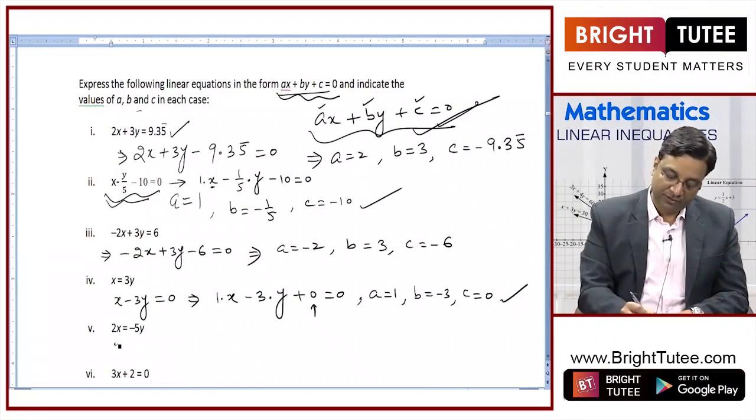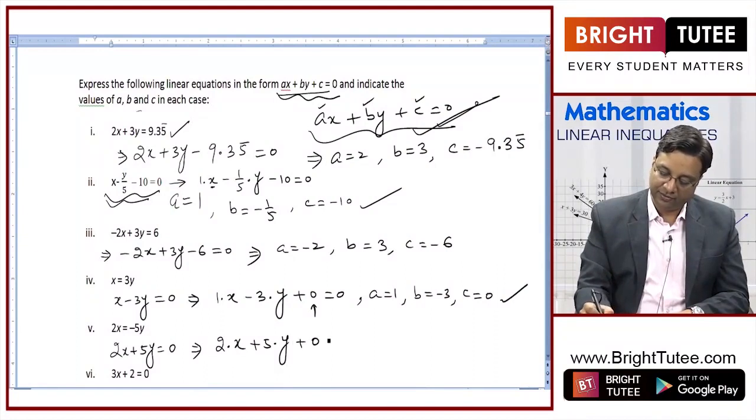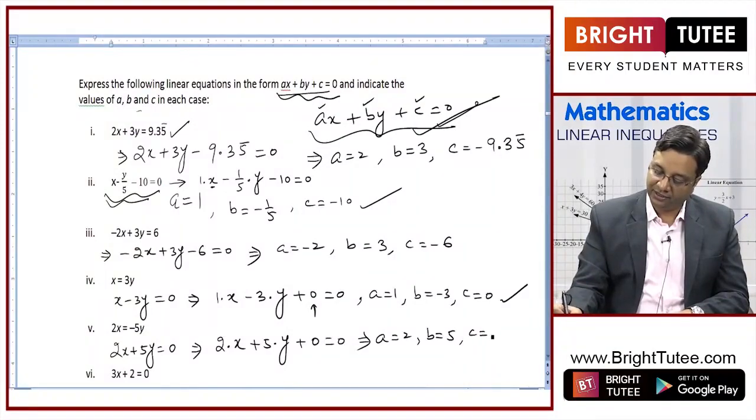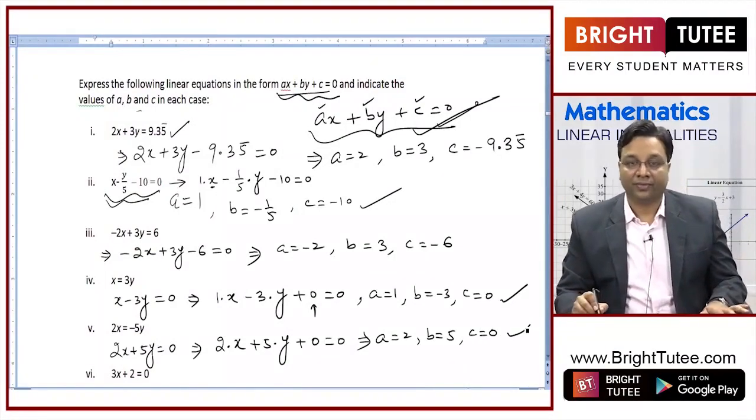In this one, 2x plus 5y is equal to 0. To show the constant term, I can write it like this: so a is 2, b is 5 and c is 0.